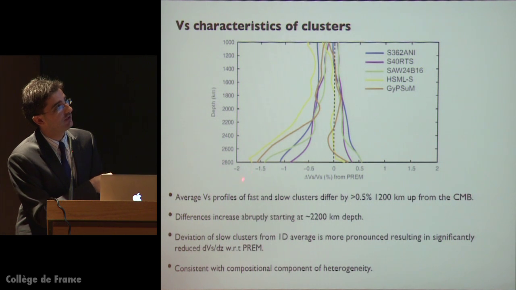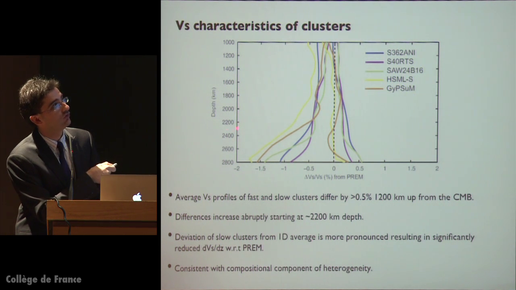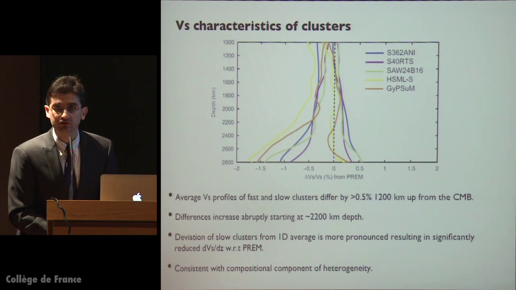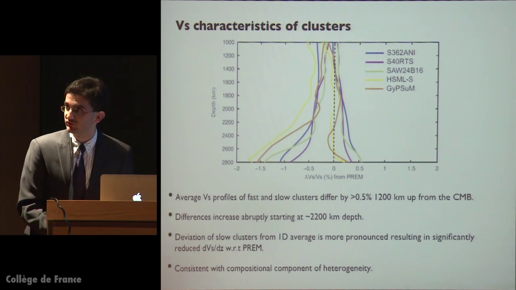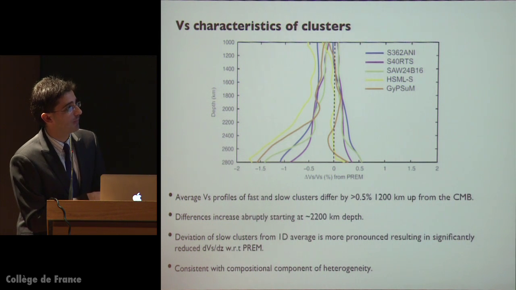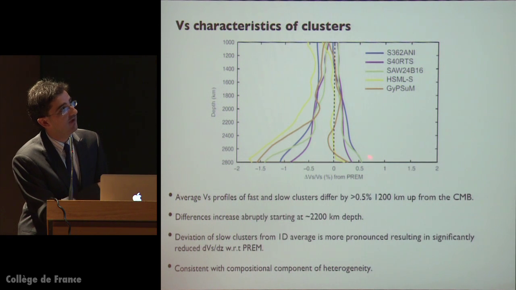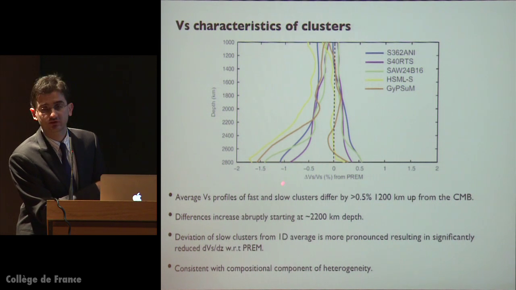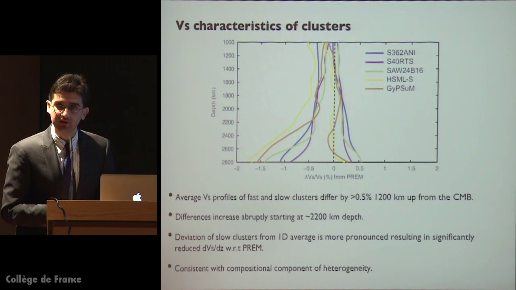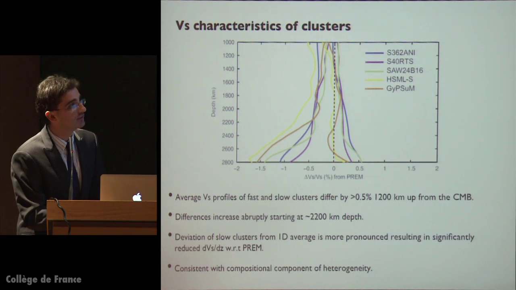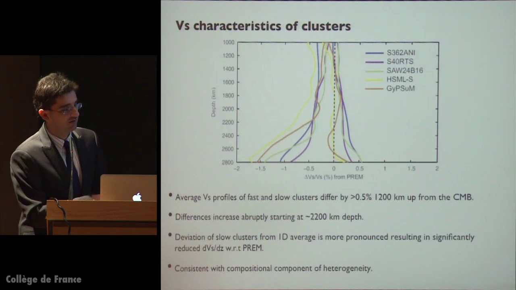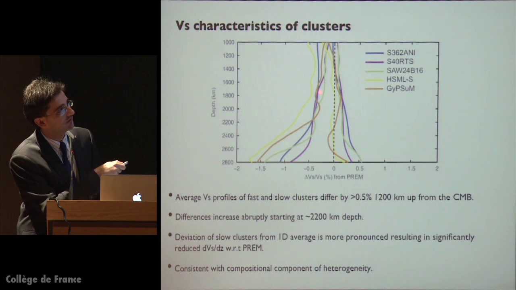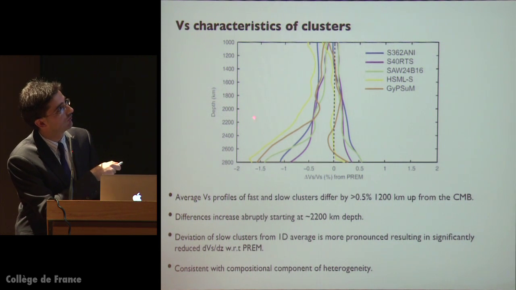Another thing you might notice is that the differences between the slow and the fast clusters tend to become very large very quickly, starting at a depth of about 2,200 kilometers, so about 600 kilometers up from the core mantle boundary. In fact, it is not the fast clusters that are deviating from PREM, but rather the slow clusters are the ones whose behavior changes very quickly. So in these slow regions, the velocity starts to deviate abruptly at a 2,200 kilometer depth, and the deviations can be quite large.